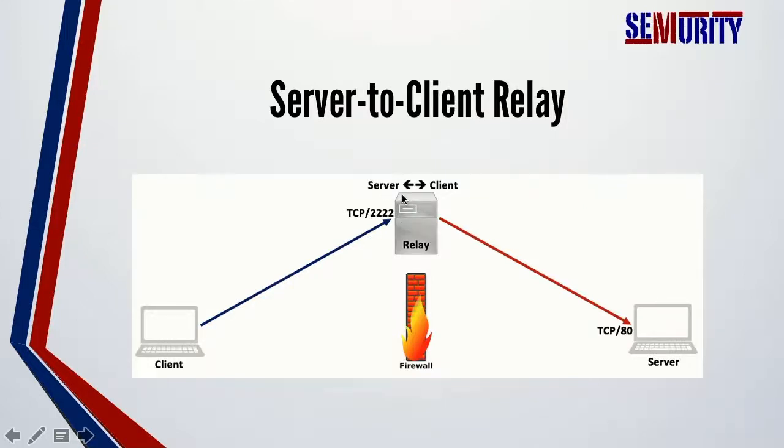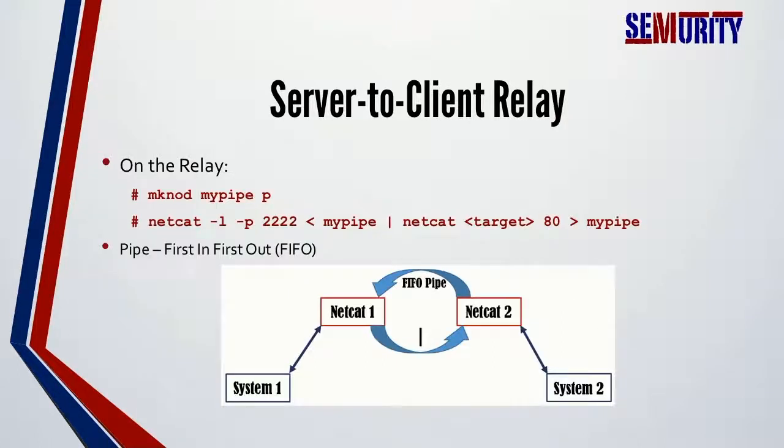And the way to do this is the following. Now, this looks scary or complicated, but I'm going to simplify it for you. What we need to do in order to have 2 instances of Netcat running simultaneously is we need first to create something called a pipe.